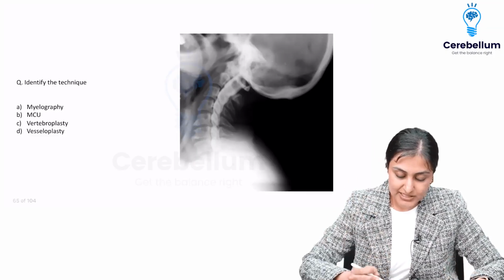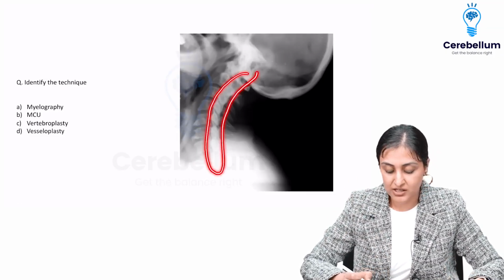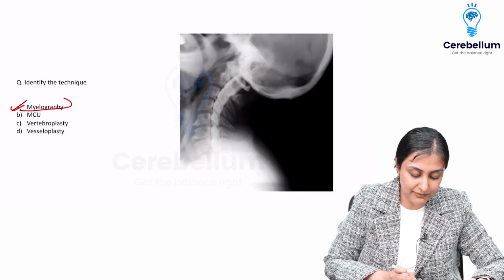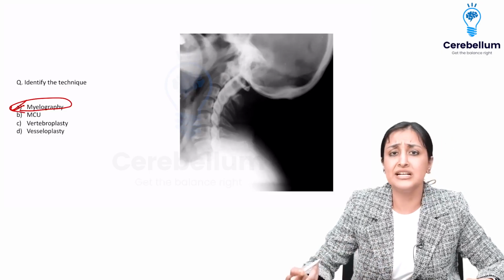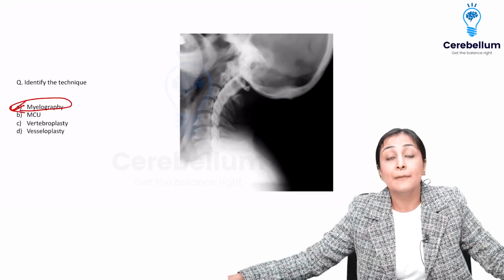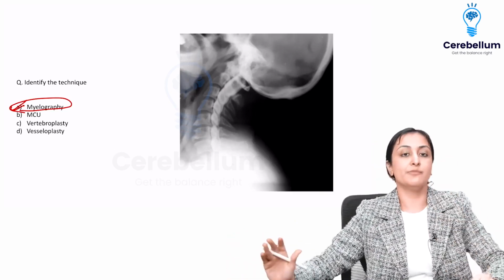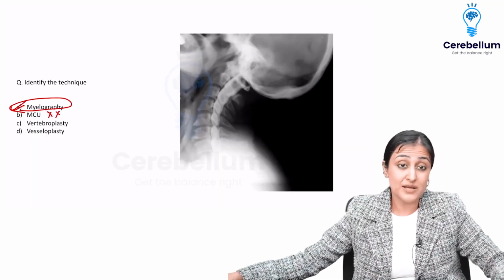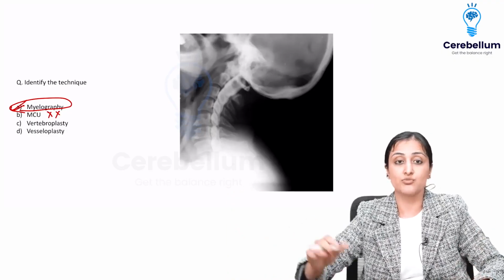Next, what is this investigation here? So you can see there is contrast within the spinal canal. This is called myelography. This was done previously when we didn't have MRI. So they would put contrast in the spinal canal, and if there is a tumor, that will cause some filling defect. Obviously, this is not MCU. If you know what MCU is, this is nowhere close to bladder.